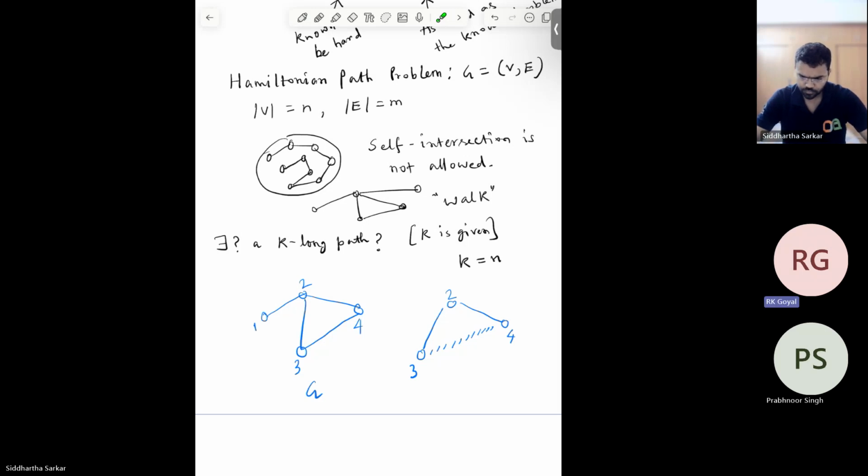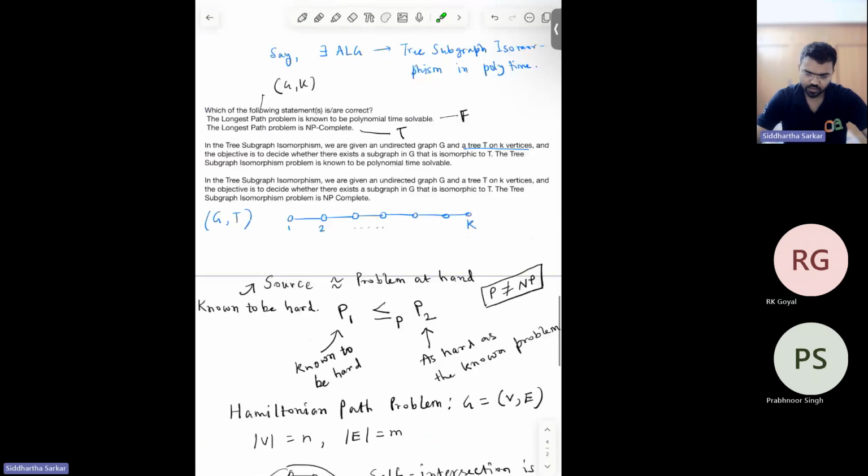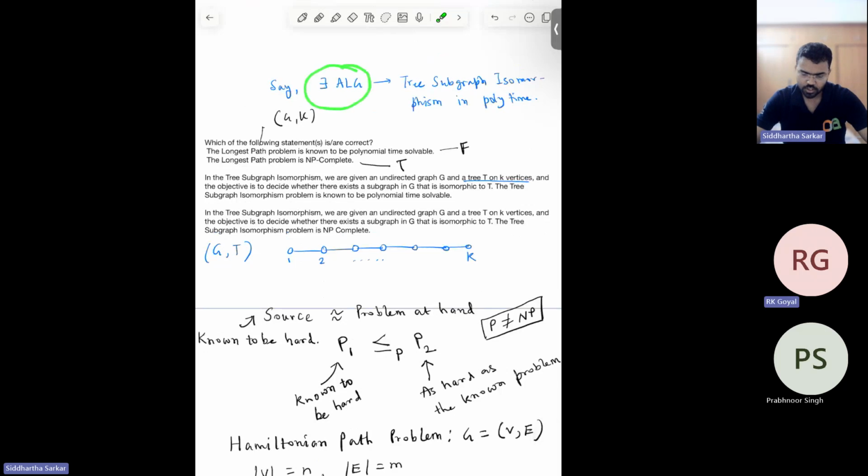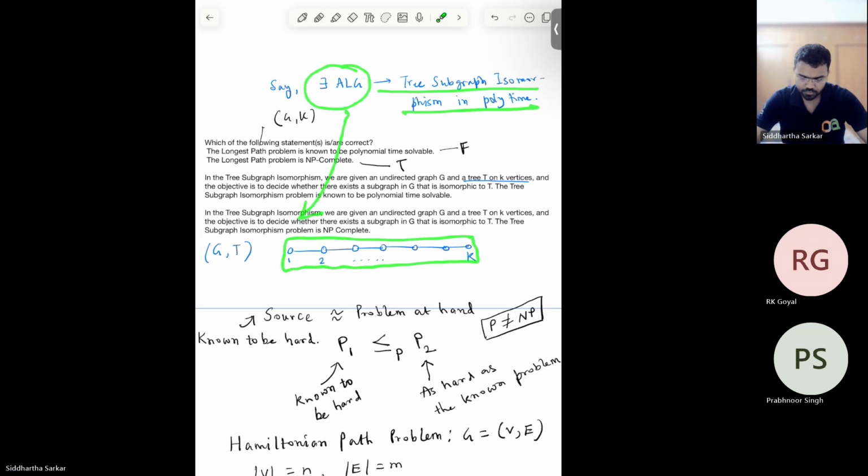So what has happened here is this: if you have access to an algorithm which is able to solve the tree subgraph isomorphism problem in polynomial time, and you assume that the tree is in fact a k-length path, then applying this algorithm on the graph, you will be able to retrieve a k-length path. But that should not happen, because the longest path, the k-length path problem itself, is NP-complete, as we have seen before.